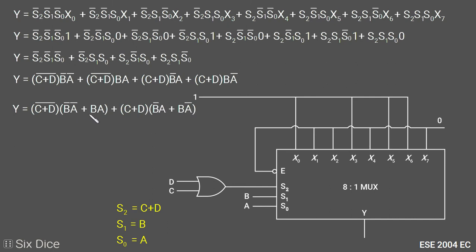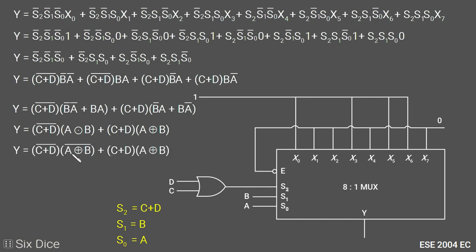Now here B bar A bar plus BA is nothing but the XNOR operation, A XNOR B, and B bar A plus B A bar is nothing but A XOR B. So we will replace them with A XNOR B and A XOR B. For two inputs, XOR and XNOR gates are complements of each other, so we can write A XNOR B as (A XOR B) whole bar. So here it is something like P bar Q bar plus P Q, which can be written as P XNOR Q. So we can write it as (C OR D) in the first bracket, XNOR with (A XOR B).